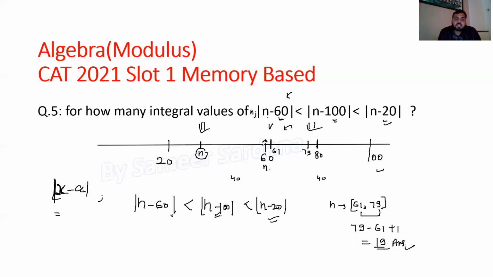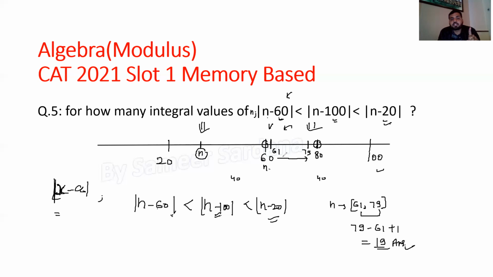N is equal to 60 is not supposed to be included, because in that case n will be having the same distance from 20 and 100. N is equal to 80 is also not supposed to be included, because in that case n would be at the same distance from 60 and 100 both. So n will lie in this region.